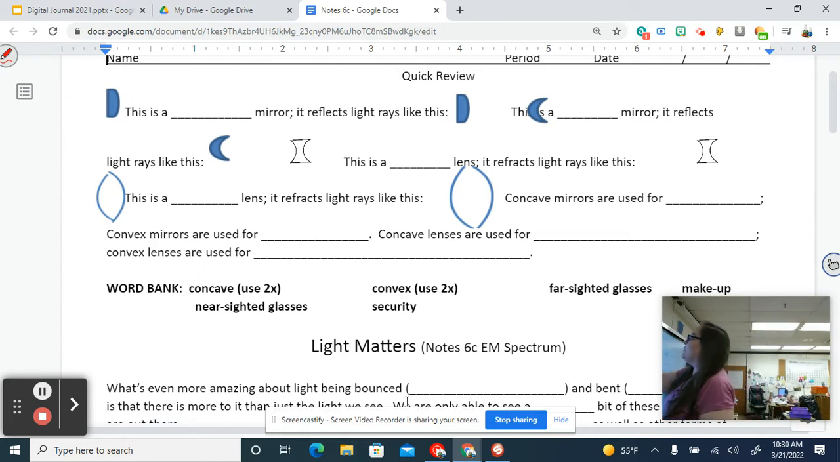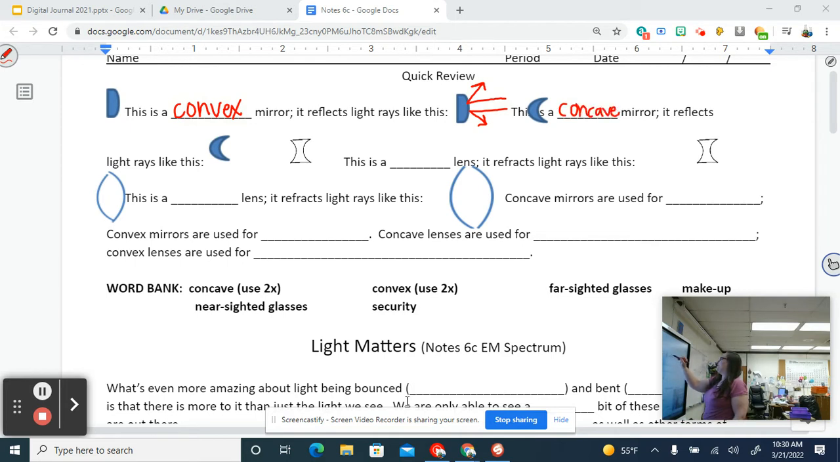Since this is a mirror that curves out, this is a convex mirror. It reflects light rays like this, so the light that hits it bounces out and away. And this is curving in, so this is a concave mirror. Yes, it's technically supposed to be like that, but I couldn't get that shape to exist in Word when I made these notes. And it reflects light rays like this, so it bounces in and down.